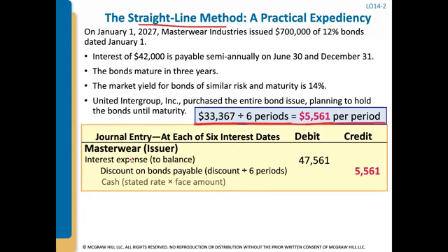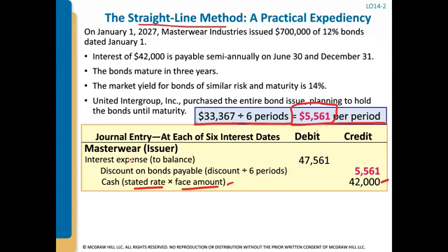And what you're going to do, this is what you're going to amortize down the discount for every period. So the payment that's made every 6 months is for the interest payment. We're going to credit cash for the $42,000. That does not change, whether you're doing the straight line interest method or the effective interest method. And so the interest payment is going to be the stated rate times the face amount.